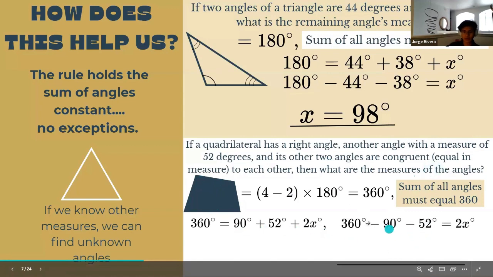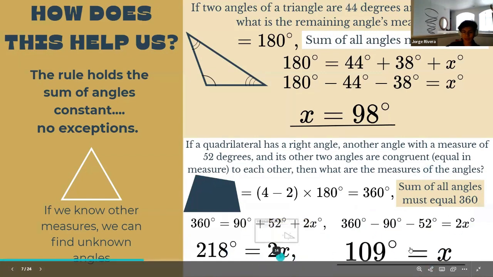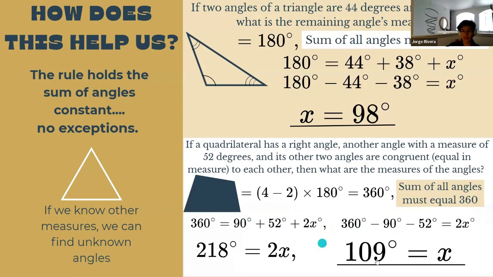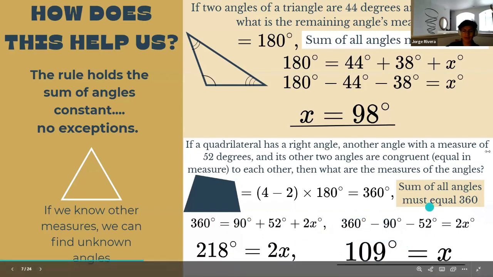And so what we would do is subtract 360 minus 90 minus 52, and set that equal to 2x because we have 2 of those angles. So we divide 218 by 2, and it gives us 109 degrees as x. So here we have the measures of all of the angles: one angle of 90 degrees, one angle of 52 degrees, and 2 angles of 109 degrees.